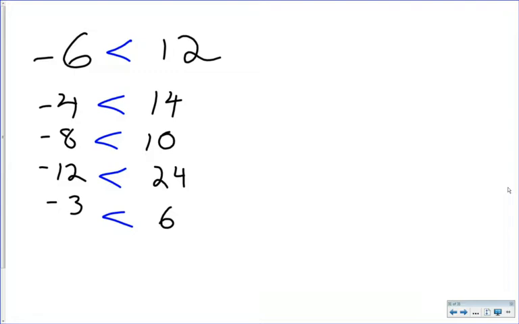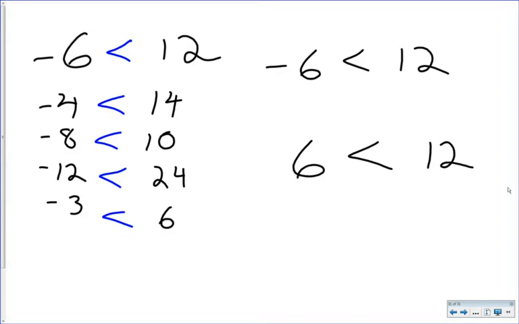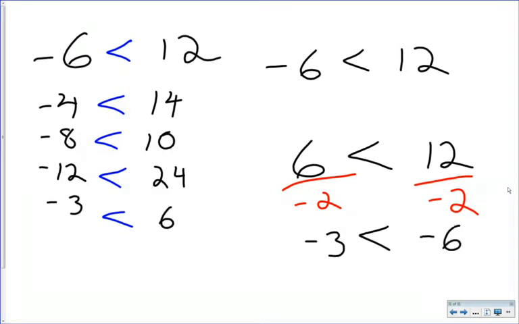Here's the exception. Remember, I can do whatever I want to one side or the other. So I've got -6 less than 12, and I'll also use just 6 less than 12. What if I divide this side, not by 2, but by -2? I can do that to both sides, right? What do I get? -3 is less than -6. Is that true? No.